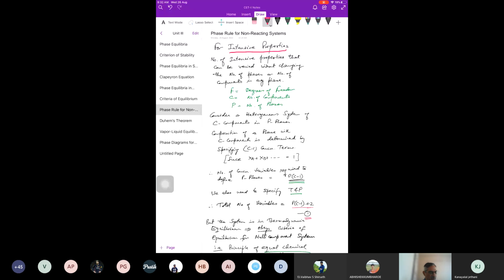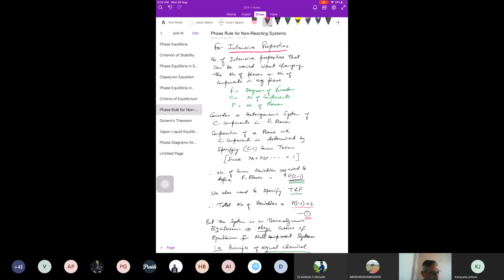Okay, so let's see. Phase rule is for intensive properties only. So temperature, pressure and so on will be there. Most common is temperature, pressure. What it says is the number of intensive properties that can be varied without changing the number of phases or number of components in any phase.